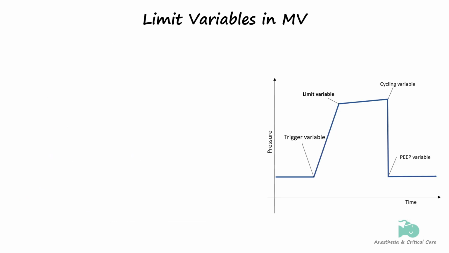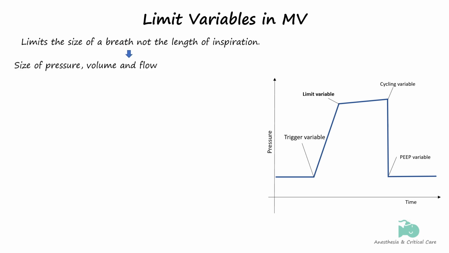Another function of the ventilator is to limit the size of a breath. This does not mean the end of the inspiration, but rather how big a breath can get during inspiration. The limit variable is a setting which constrains or limits the parameters of a mechanical breath like pressure, flow and volume during the inspiratory phase.